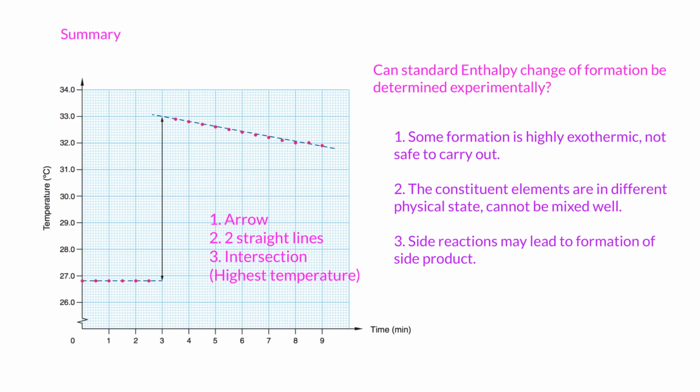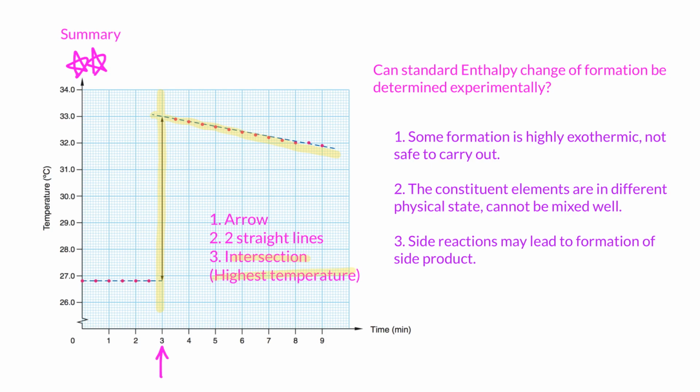To summarize this video, first of all, you learned a new technique, and this technique is very important. You have to draw an arrow at which the chemical is added, and then you have two lines here. One line shows the trend of the temperature going down. The other line is at the moment that we add the chemicals. The intersection will then be the highest temperature. Make sure about that.